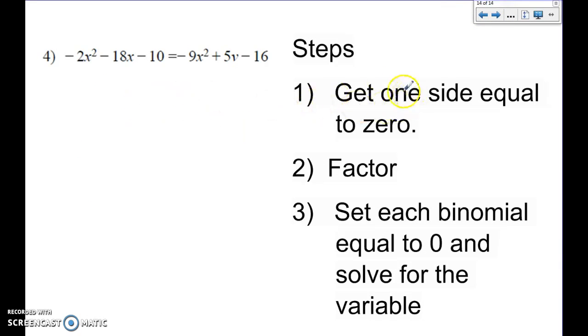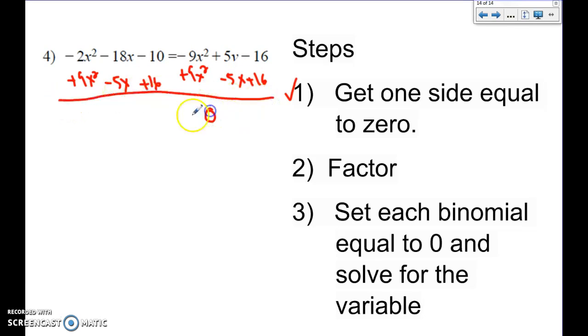So let's try this one. Step 1 is to get one side to be 0. I look here, I have negative 2 and I have negative 9. Negative 2 is bigger, so I'm going to add 9x squared. I don't like negatives, so I'm going to try to stay away from negatives. I'm going to subtract 5x from both sides. I'm going to add 16 to both sides. So when I do that, this side becomes 0. I end up with 7x squared minus 23x plus 6.